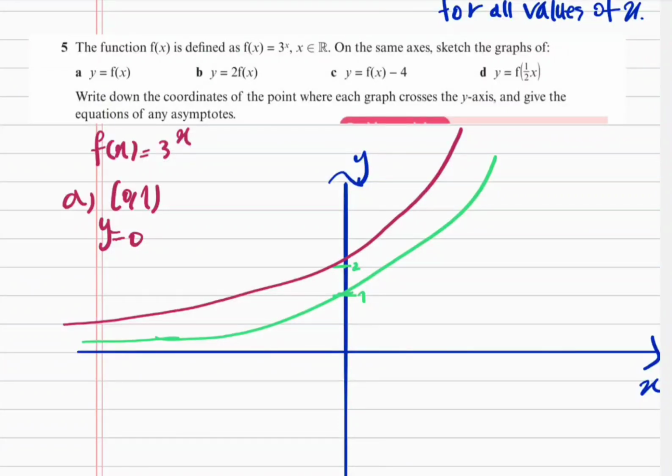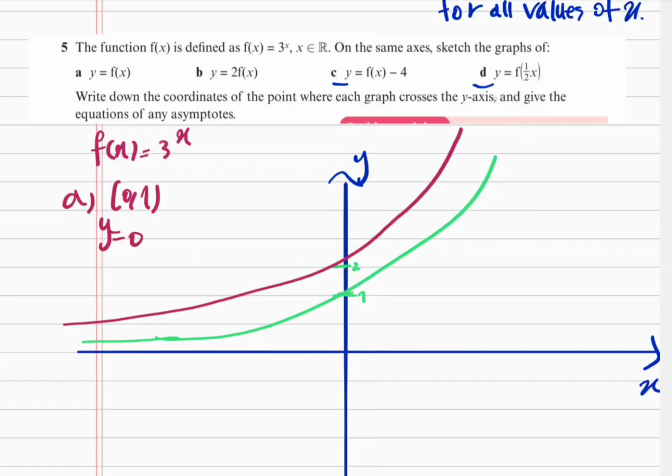This video is Exercise 14A, question 5. In this video I'm going to do parts C and D. In the previous parts we sketched the graph of f(x) = 3^x in part A, and in part B we had a transformation of 2f(x), which doubled the y values, and we got this red line.